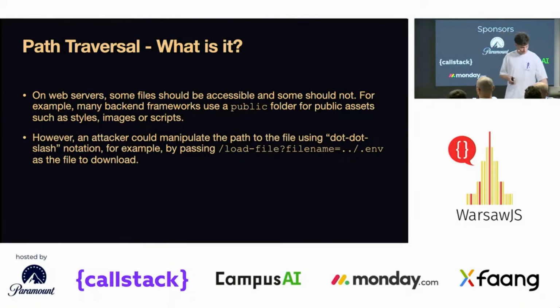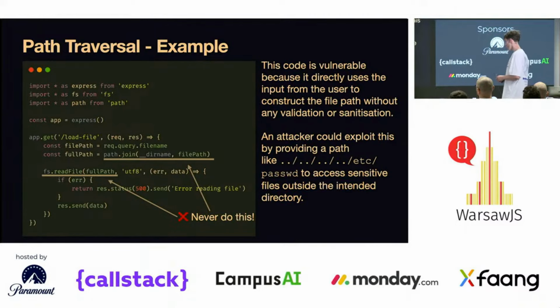For example, here is an endpoint that allows users of this API to load some files from your designated public folder. It works well, but if an attacker passes a path like this, it would return a file from that path. So they would be able to escape from the public folder and read any file from your server.